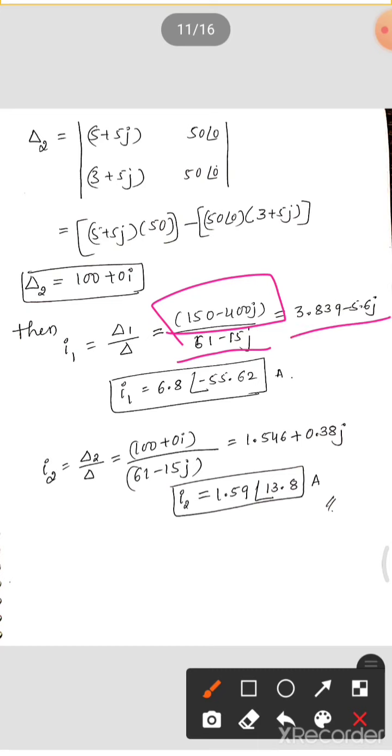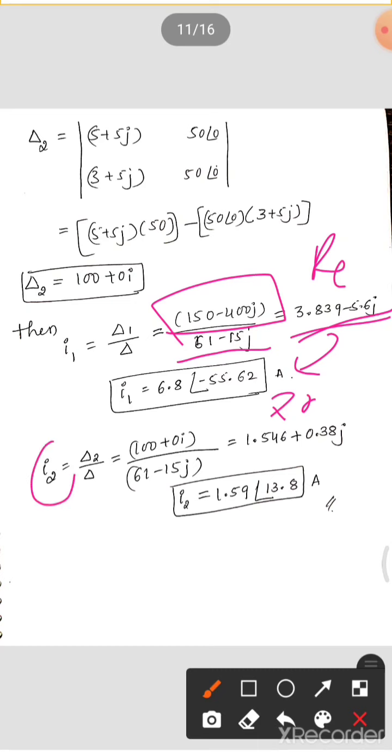Calculate it, you get it in rectangular form, and then that is delta 1 divided by delta, we have to do, you get 3.839 minus 5.6j. Once you got this, convert that into polar form. So that is I1 is equal to 6.8 at an angle minus 55.62 amperes.